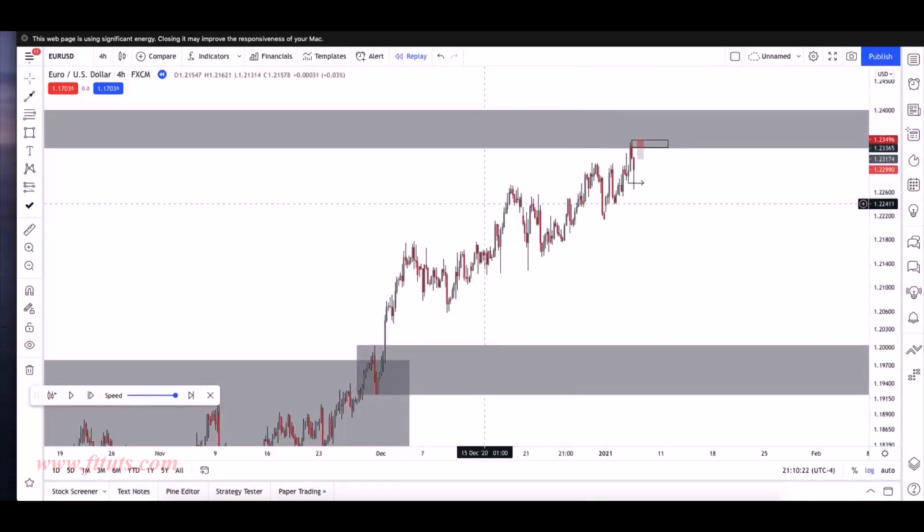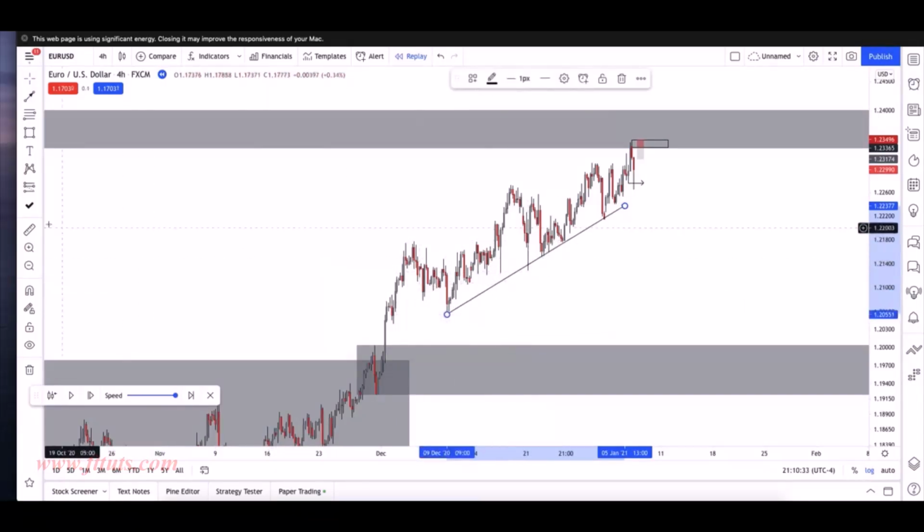Let's get rid of that divergence. What can you spot over here? Trend line, right? Price is respecting this level here. It's respecting it all the way. And what does that build? It builds liquidity, right?